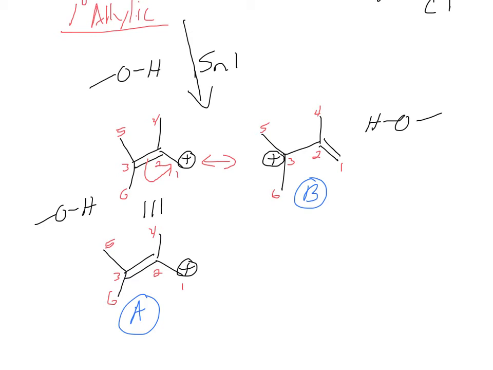Zaitsev's rule applies to final products, right? Not necessarily to the carbocation intermediates. So this is one of those situations where we have a thermodynamic product, which is the most stable product. We also have a kinetic product, which comes from the most stable intermediate.